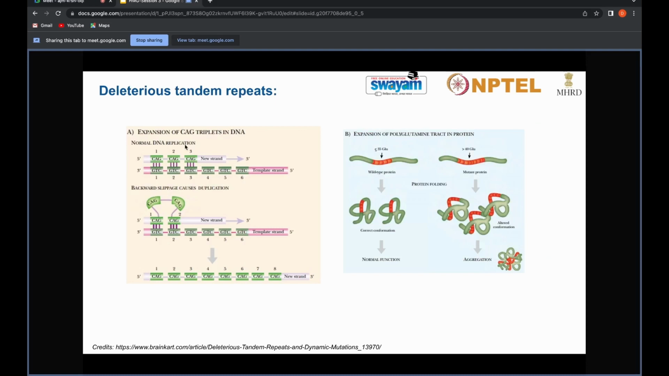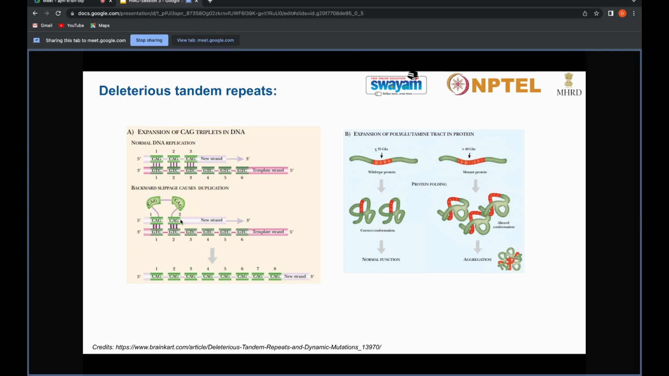And now let's see how these dynamic mutations happen. So what is the mechanism? For example, here I have taken the case of Huntington's disease. In that, when the CAG trinucleotide expands above 40, then it leads to that disease. Whenever normal DNA replication is occurring, this repeat number is maintained. But what happens if there is a backward slippage? For example, it was earlier coding straight, but now due to some backward slippage, this particular part has formed a loop and it has moved out of the two parallel DNA strands. So this is forming a loop. So what happens?